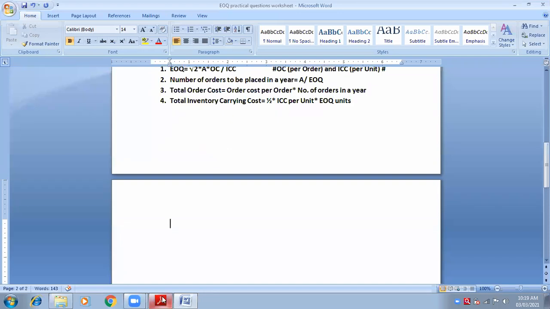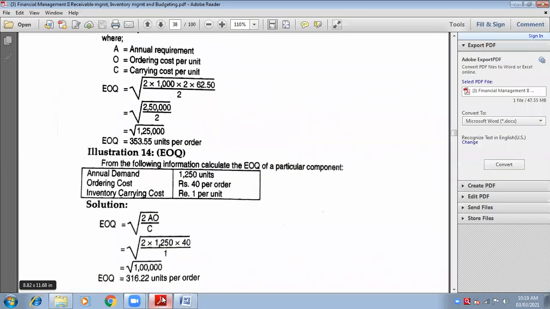Okay. Now look at this question. Sum number 14. From the following information, calculate EOQ of a particular component. Annual demand, now annual consumption is annual demand only. Annual demand from the customers is 1,250 units. Ordering cost, see, it is in the form of per order. And that's what I told you, that ordering cost will always be in the form of per order. It will not be per unit. Per order, rupees 40.